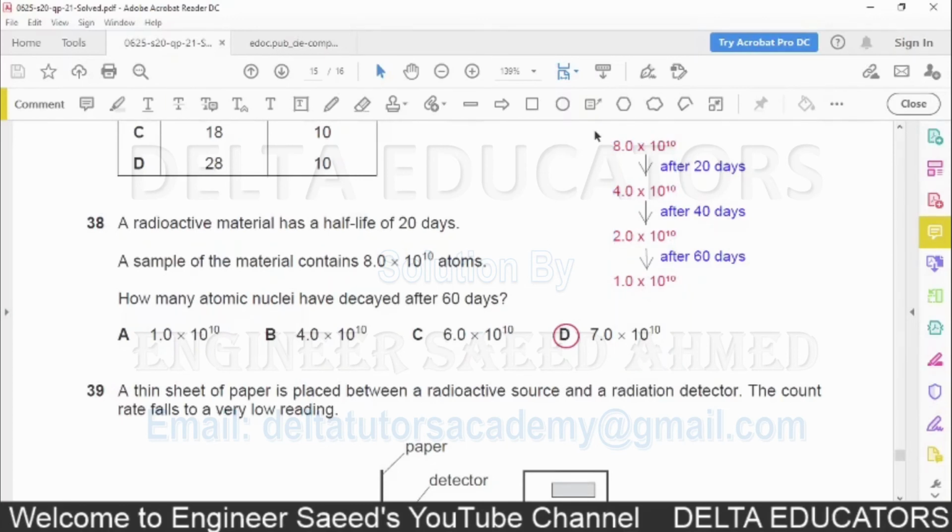In the start, how many atoms? 8 × 10^10. Now how many atoms after 60 days? It is 1 × 10^10. So what is the difference? So how many atomic nuclei have decayed? We have to subtract 1 × 10^10 from 8 × 10^10. We will get an answer 7 × 10^10. Now 7 × 10^10 is given in option D. So the correct option is D.